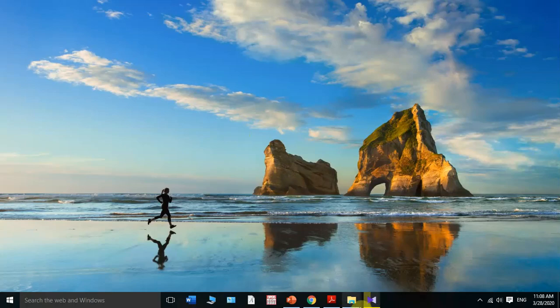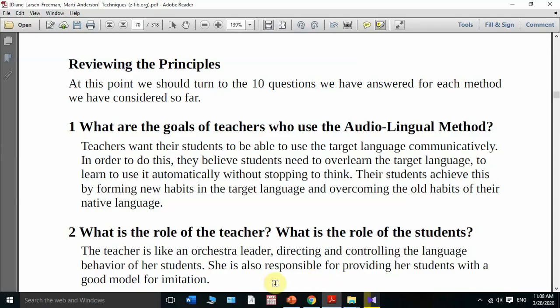Okay, so let's go back to the book, and as we talked about it, we are going to review the principles by answering the 10 questions in the book. The first question asks, what are the goals of teachers who use the audiolingual method?